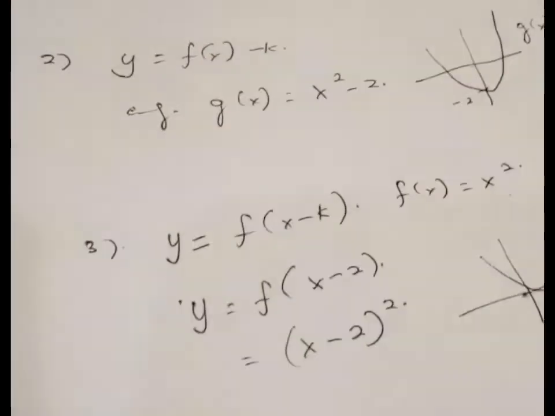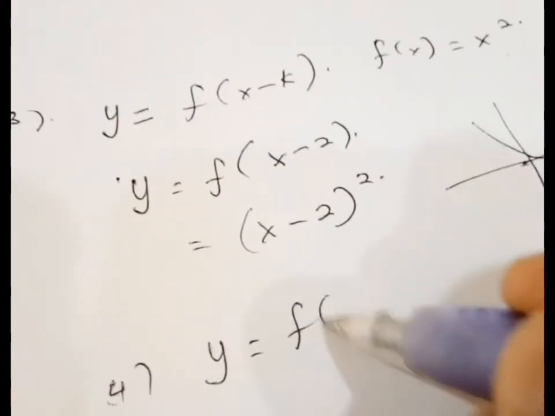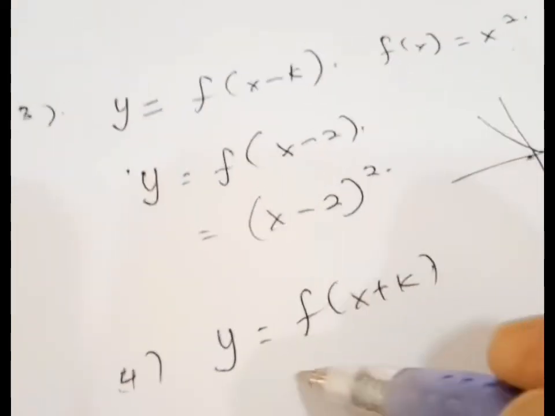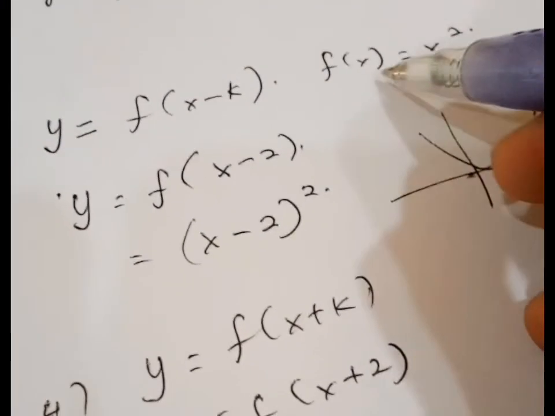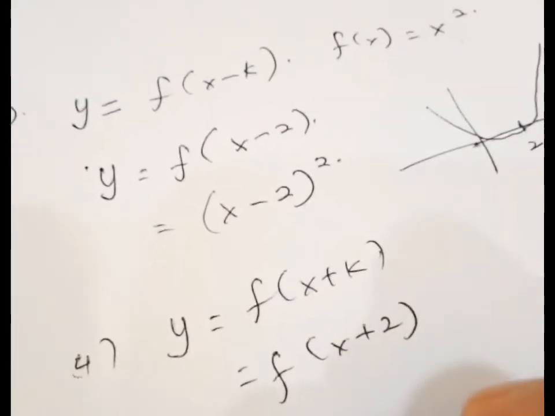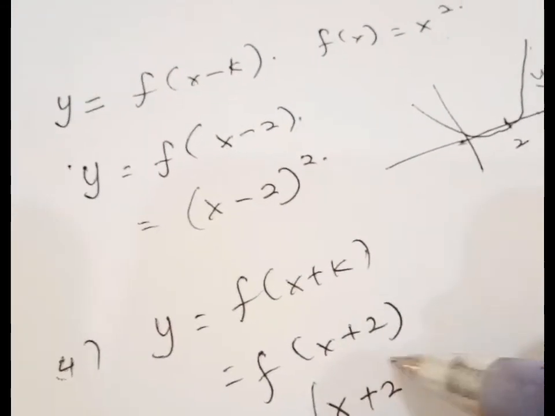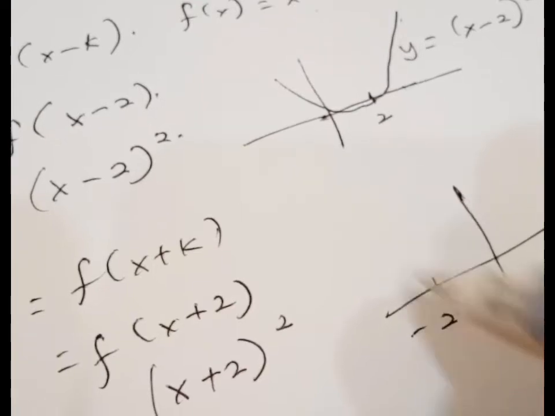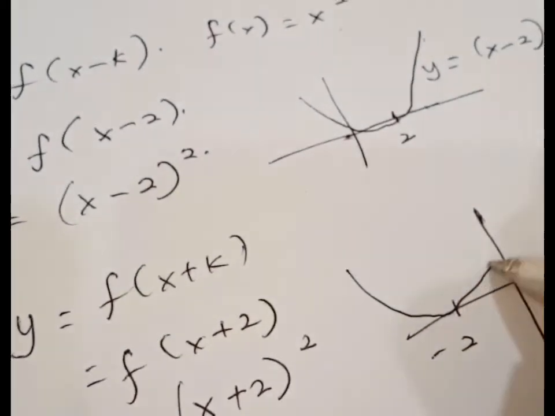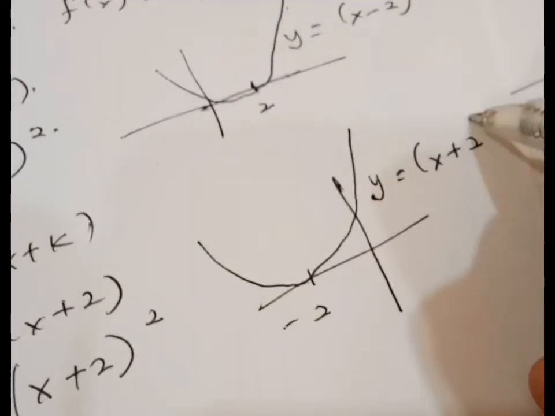Okay, if y equal to f of x plus k, example f of x plus 2. Since f of x is x squared, we have x plus 2 squared. So it is shifted to the left, negative 2 here. So the graph will be something like this. This is y equal to x plus 2 squared.